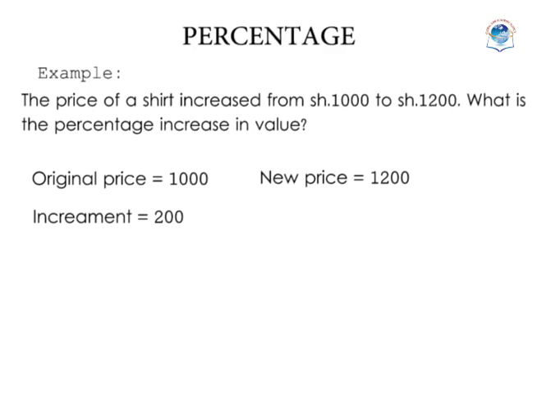So we express the increase in price as a fraction of the old price. That is 200 over 1,000. And to make it percentage, we multiply by 100. And that gives us 20%. So the price increase of 200 shillings is equivalent to 20% of the original price.